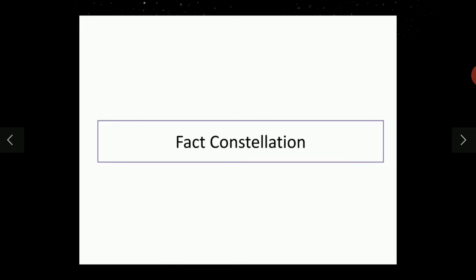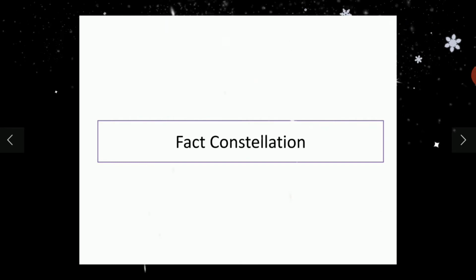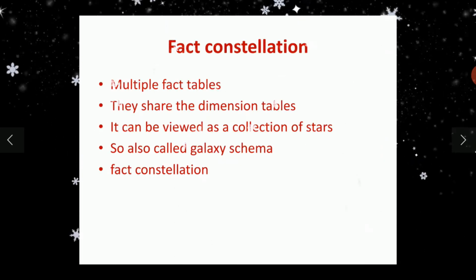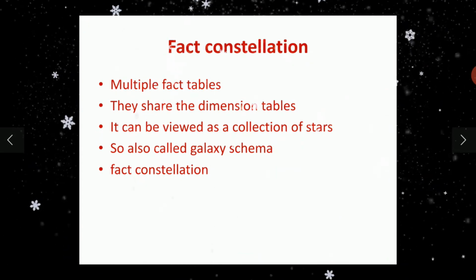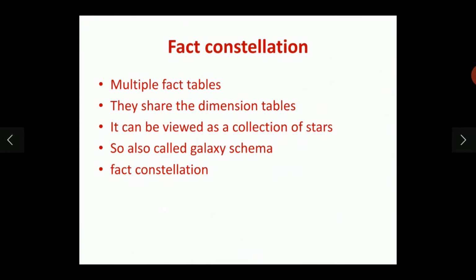Next is the fact constellation. This is the next type of schema design. It consists of multiple fact tables. As we have seen in the star schema as well as in the snowflake schema, it consists of only one central fact table. Now it is extended to have multiple fact tables.